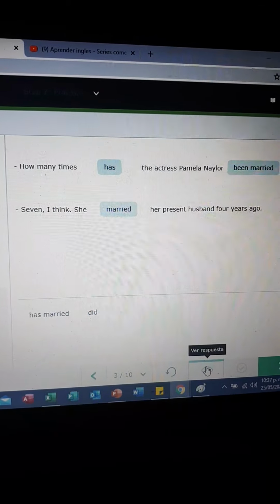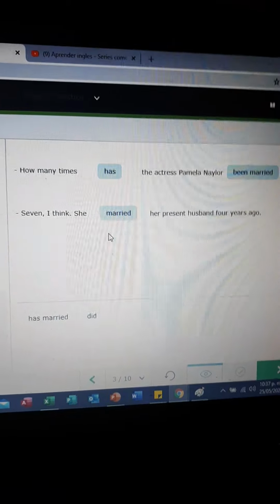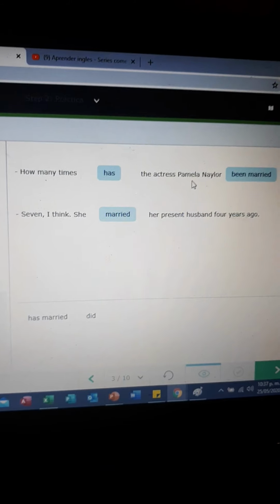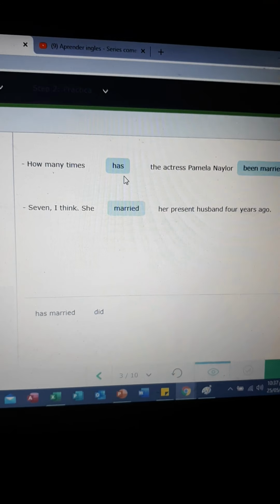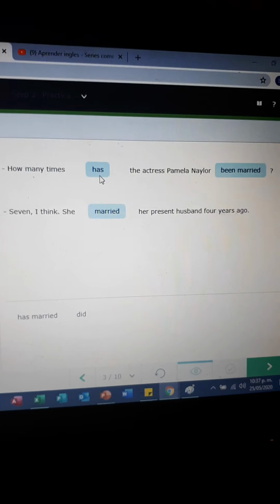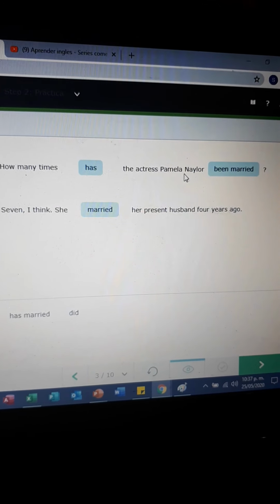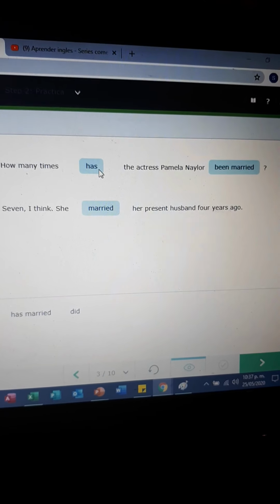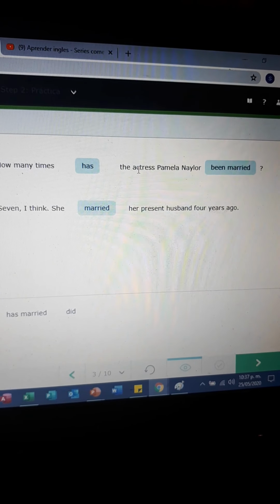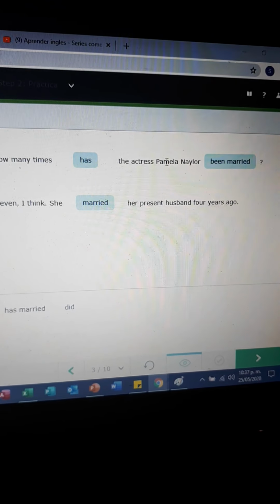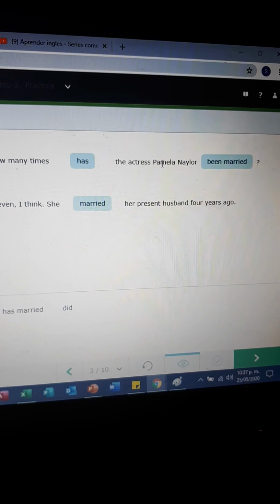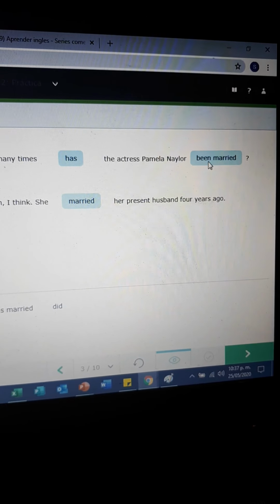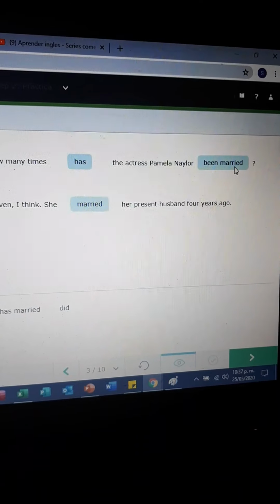Okay, let's see if it is correct. So let's see where was the mistake. How many times has the actress Pamela been married? When we make a question, remember that have or has comes before the noun, or the subject. And then we put the noun, the name, or the subject, and then the action has to be in past participle, been married, okay?